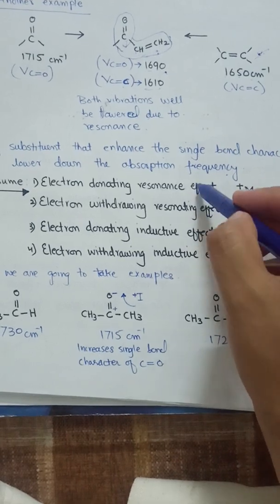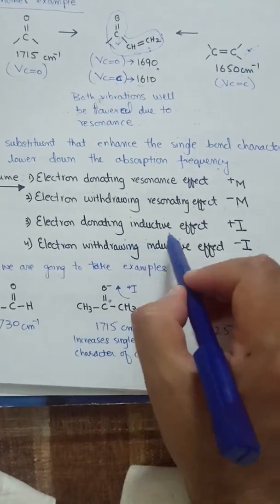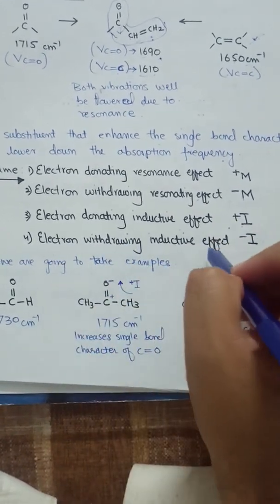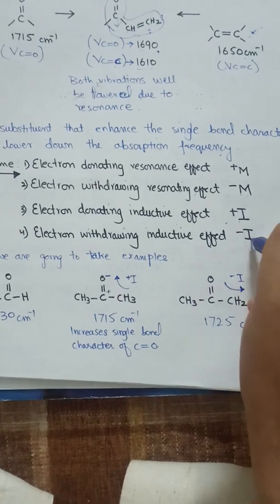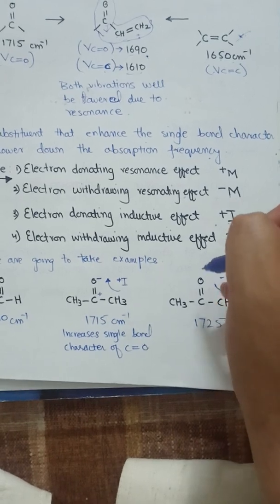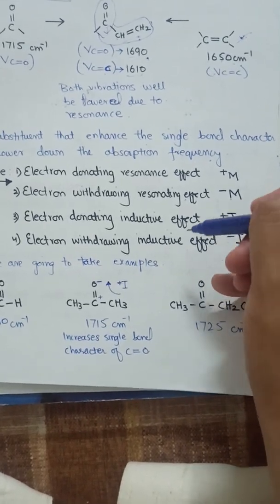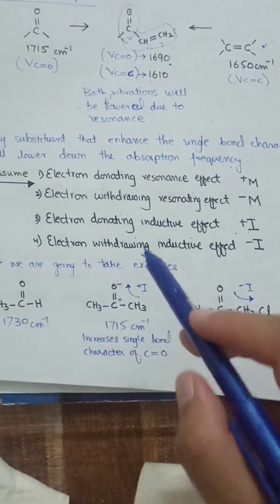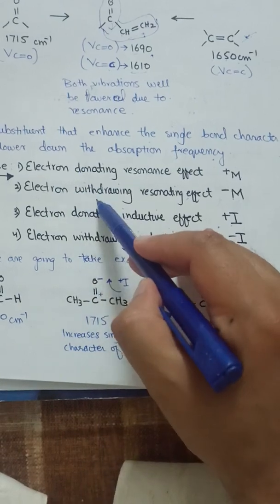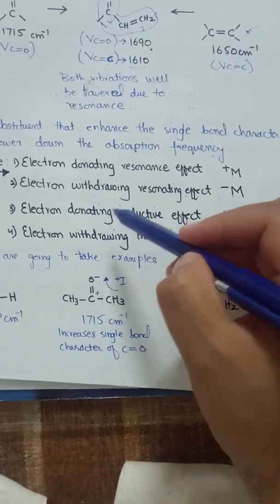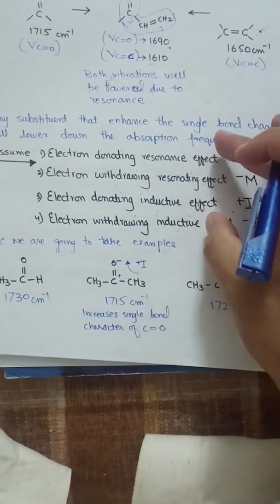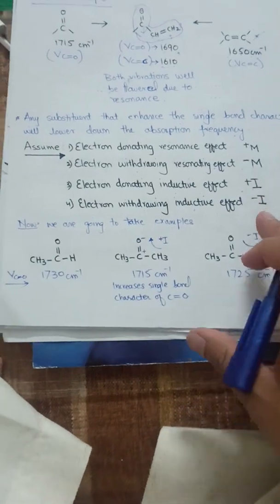So these two are the resonating effects, and electron donating inductive effect, plus I, and an electron withdrawing inductive effect that is represented with minus I. So we can use these symbols to represent what kind of effect is going to be produced by any kind of atom. So these two are the resonating effects, donating and withdrawing, and the same is the case in inductive effect: donating inductive effect and withdrawing inductive effect. So these are the four different effects which can be responsible.